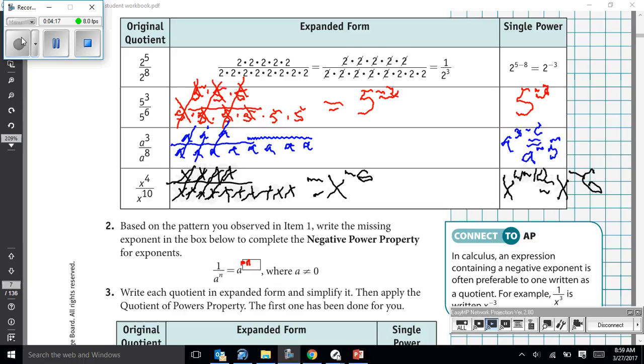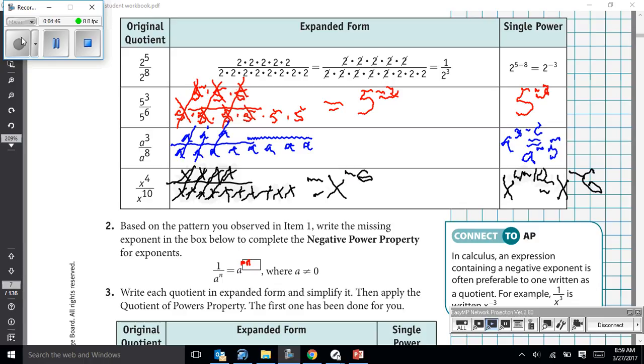All right, so Ty, what's going on in the second one, where we have a to the 3rd divided by a to the 8th? Cross out half the a's. All right, so we're dividing. If you're multiplying and dividing by the same number, it cancels out. So we have nothing left in the numerator, and we have 5 left in the denominator.